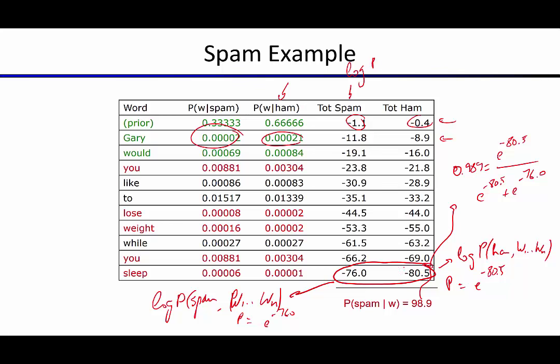Because this is a negative 80.5. So these are all negative numbers. And the reason they're all negative numbers is the log of a number below 1 will be negative. And we add it together, it keeps getting negative.